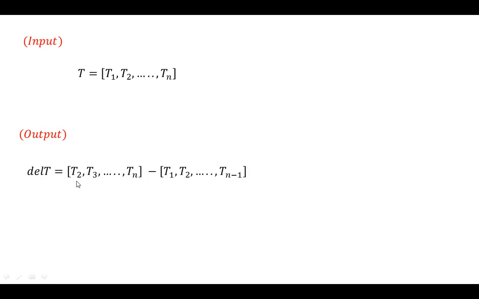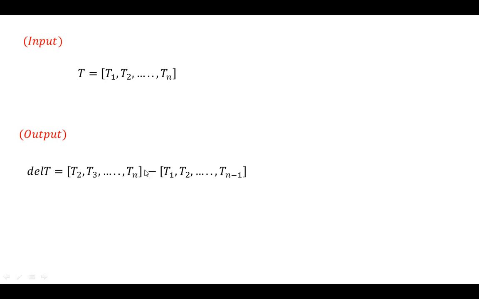to do this, we should use a vector of temperature values starting from T2, the second element, or the temperature of the second day, till Tn, minus the vector of temperature values starting from the temperature T1 of the first day and ends by Tn minus 1, which is the day just before the last day.